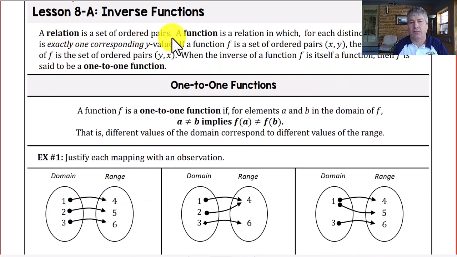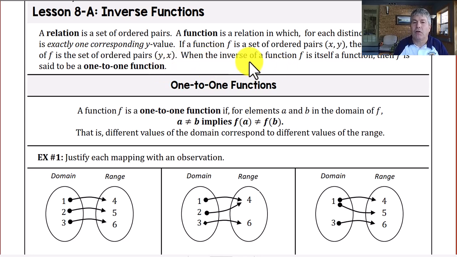A relation is a set of ordered pairs, and a function is a relation in which for each distinct x value there is exactly one corresponding y value, meaning in a function we can't have one input go to two different outputs. If a function f is a set of ordered pairs (x, y), then the inverse of the function is the ordered pairs (y, x). So you'll see a lot of flipping of our ordered pairs as we study inverse functions.